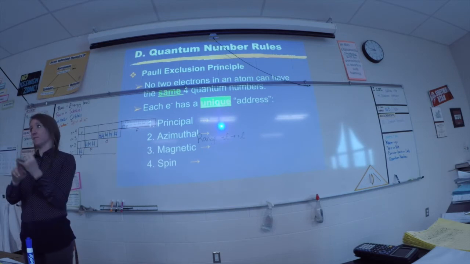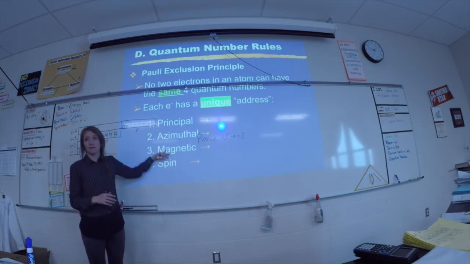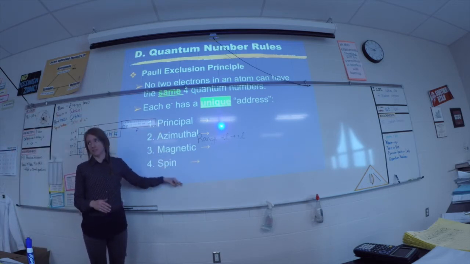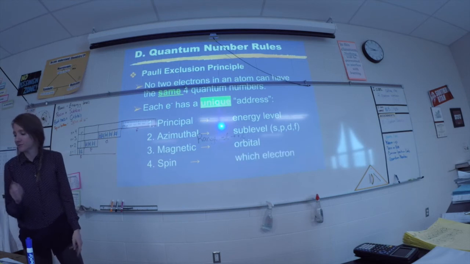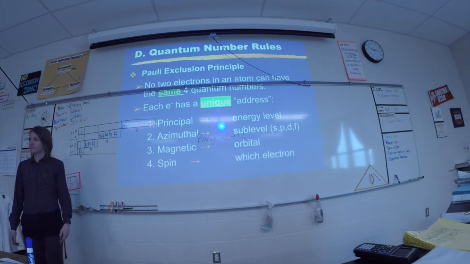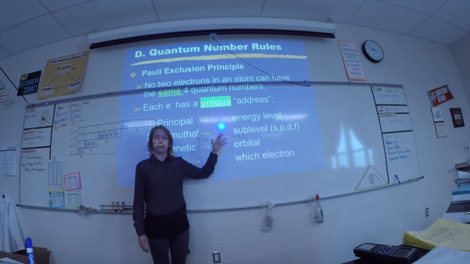Now they could be on the same floor, in the same room, on the same bunk bed. So the first 3 can be the same as long as one is on top and one is on the bottom. Okay, so no 2 can have the same 4 quantum numbers, because the last quantum number signifies which electron it is.